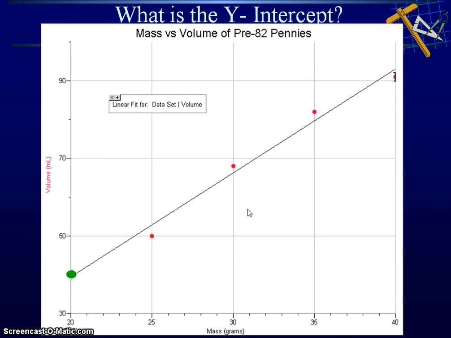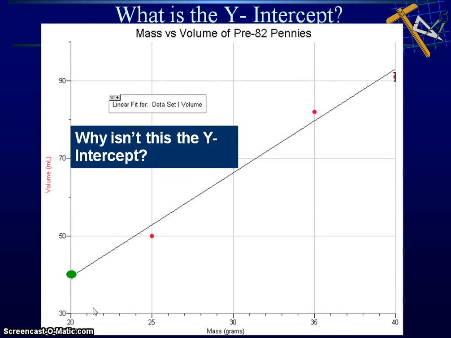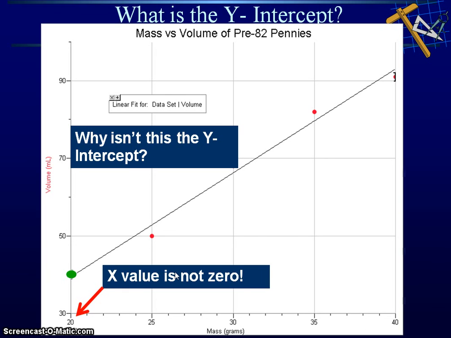Now, a lot of times when I ask people this question, they tell me that the y-intercept is about 40. Well, that is not the correct answer in this case. And the reason is, in this case, the edge of my graph does not have an x value of 0. Remember, the definition of y-intercept is the value of y when x is 0. So the y-intercept is actually not shown on this graph.